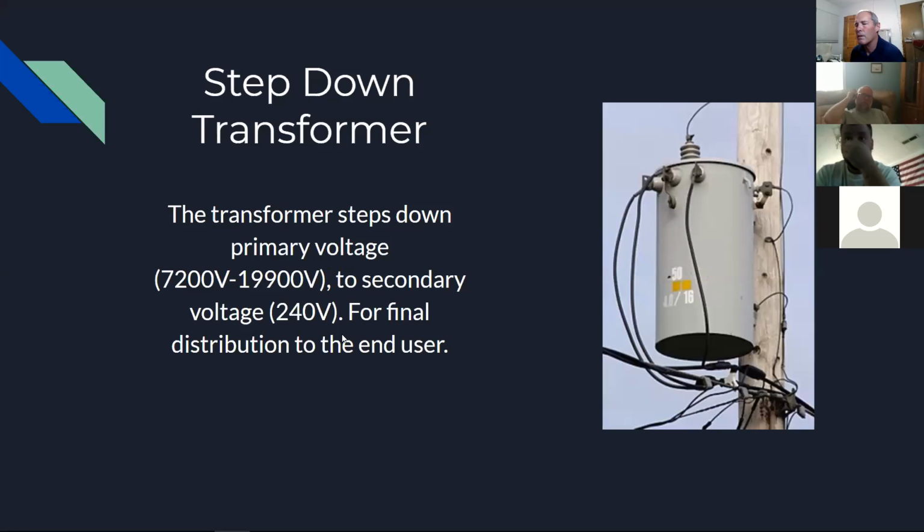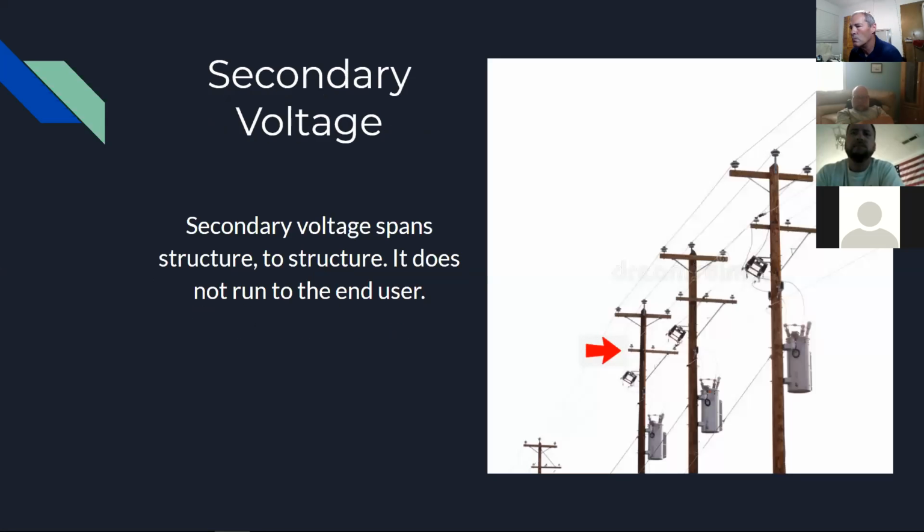And then you've got a step-down transformer before it goes to the home, which takes the distribution voltage and steps it down to 240, 120 to be able to go into the home. And you got your secondary voltage, which is the lower set of lines on the pole. They span structure to structure as the 240, but do not run to an end user.